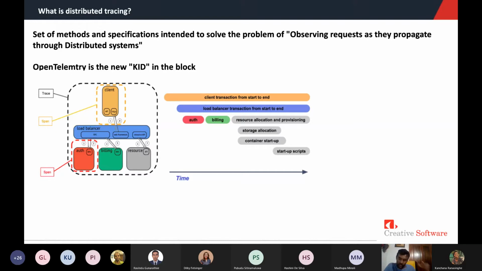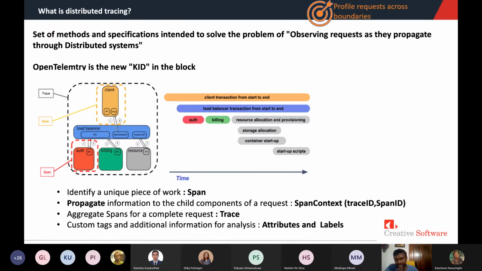We can go through these concepts in detail and how we implement them in practice. So I'll just set up the ground to discuss these points here. We need something called a span, which is a unique piece of work that's happening within a request.